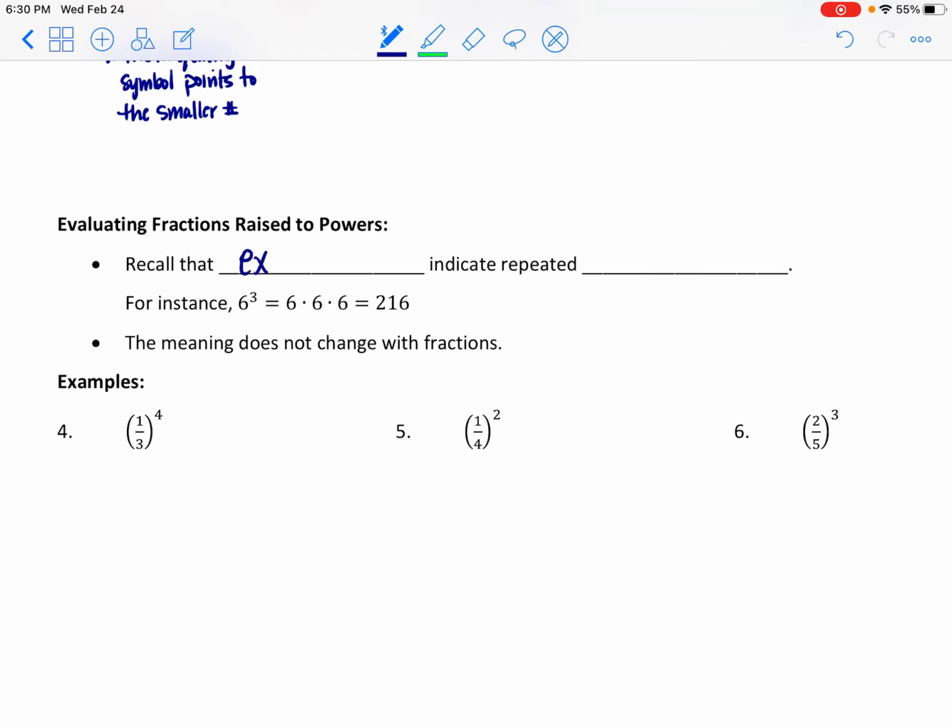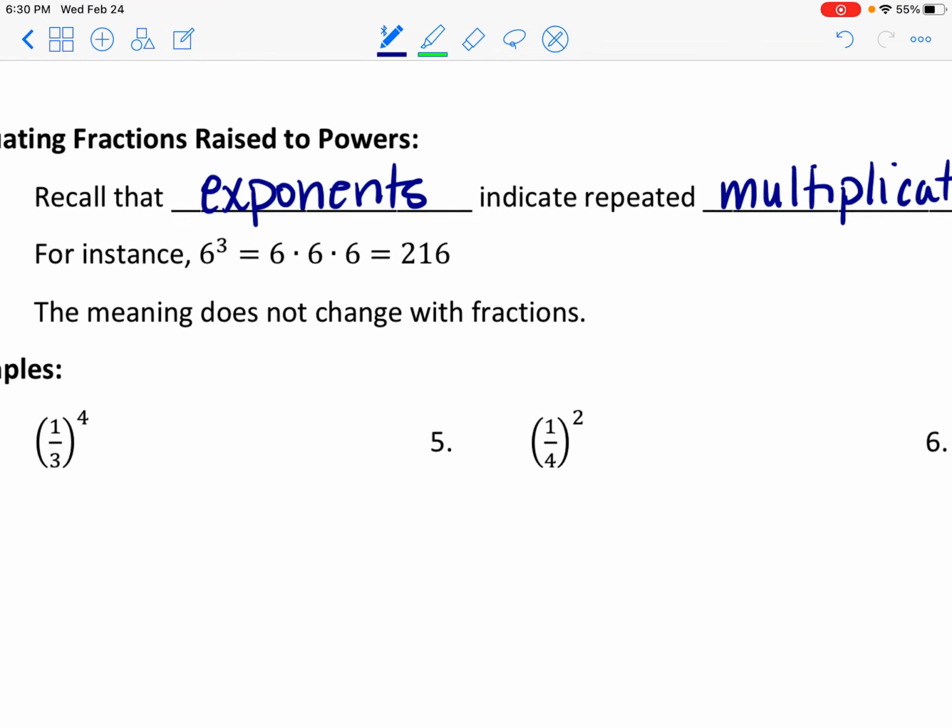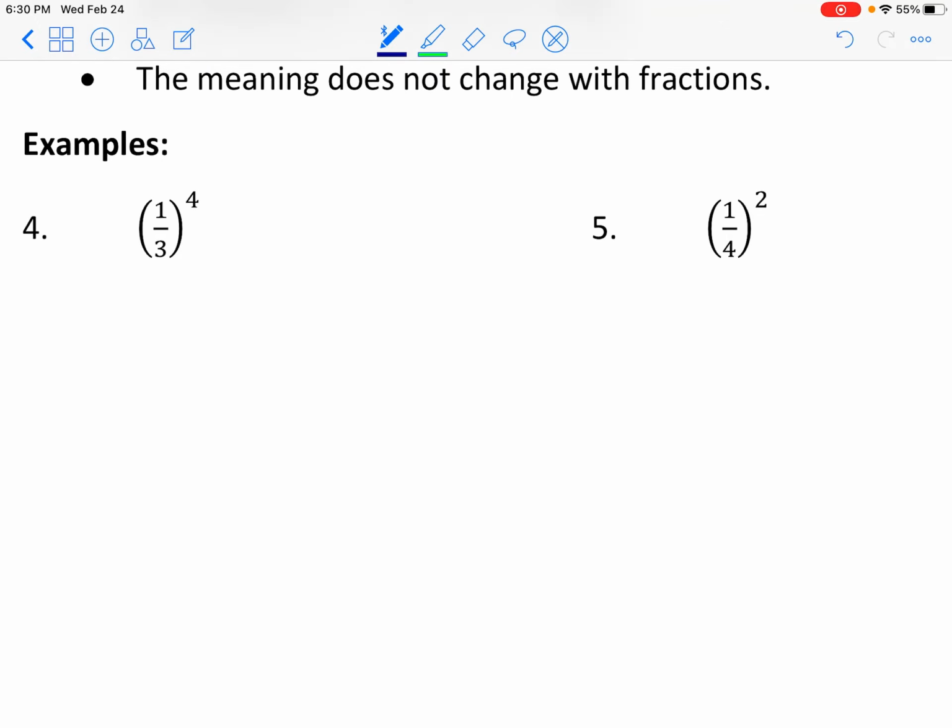Remember that exponents indicate repeated multiplication, repeated multiplying. So when we did this last with whole numbers, we said something like 6 to the power of 3, or 6 to the third power, or we could even say 6 cubed, meant we were going to take that base of 6 and multiply it by itself 3 times. So the exponent tells us how many times to multiply the base by itself. So it means it's 6 times 6 times 6, which means that thing has a value of 216. Well, that does not change with fractions. Exponents still have the same meaning. We just have repeated multiplication with fractions.